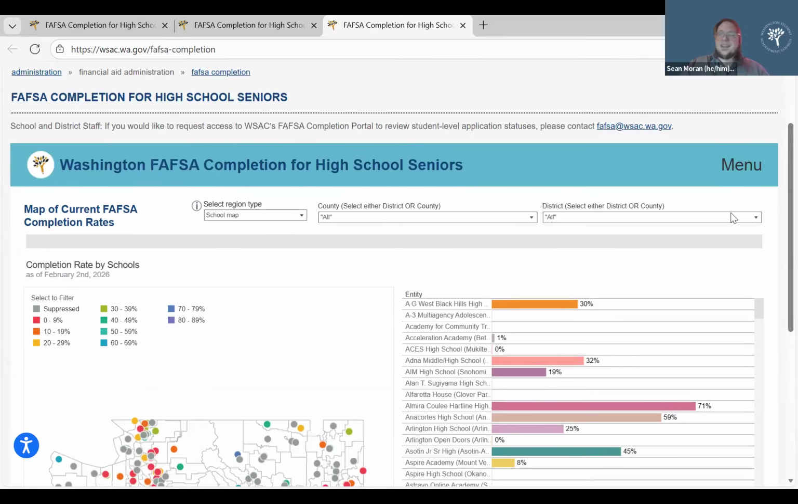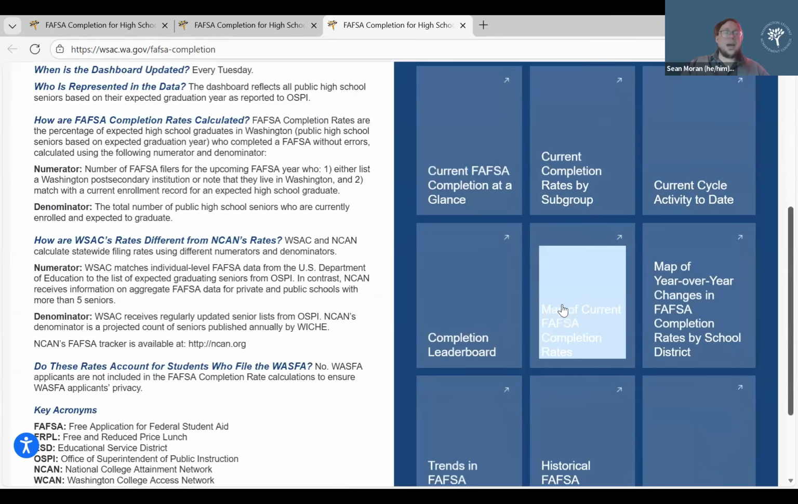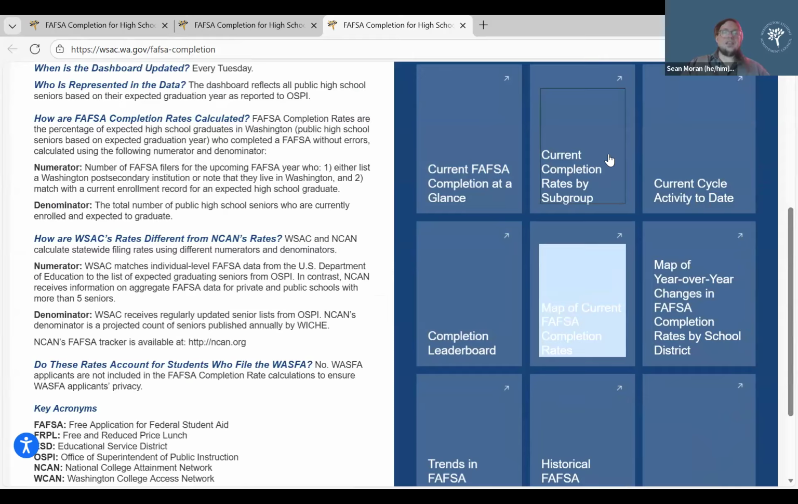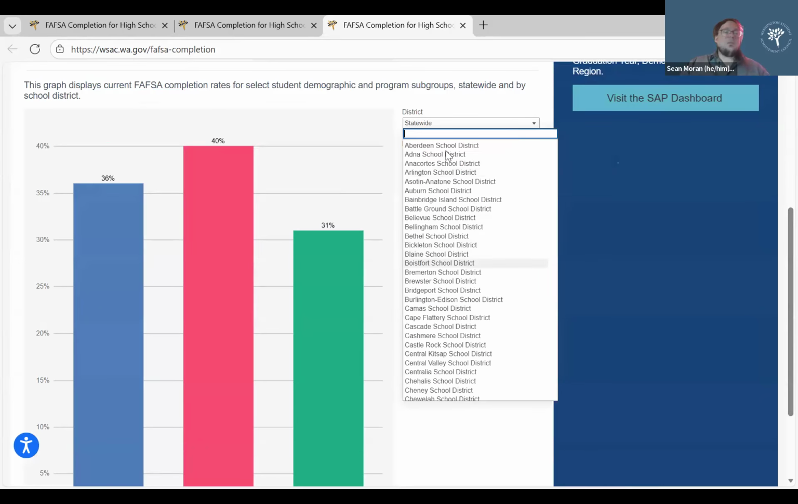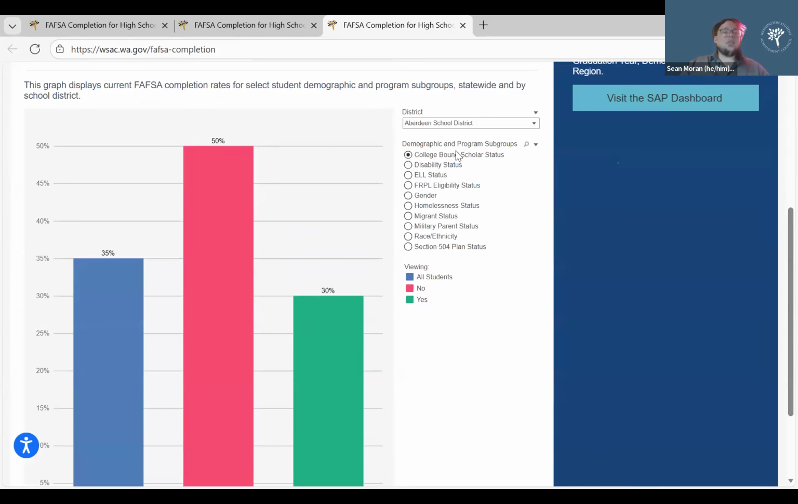Okay. And then let's talk about subgroups. So there's also the current completion rates by subgroup. This you can see at state level, it's also at district level. And what you can do is break it down by different subgroups. You can look at college bound scholar status, disability, gender, homelessness, military parent. These are just some of the subgroups. These are the subgroups that we have currently.